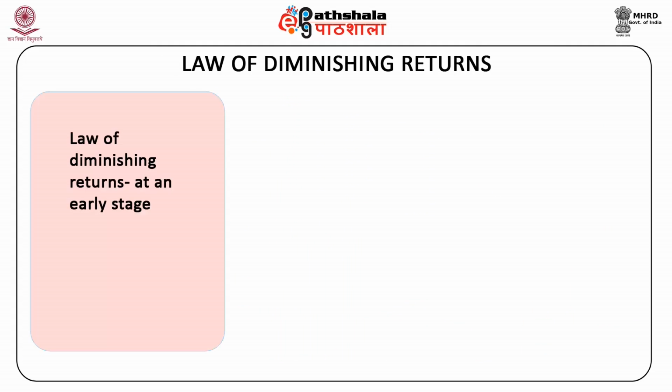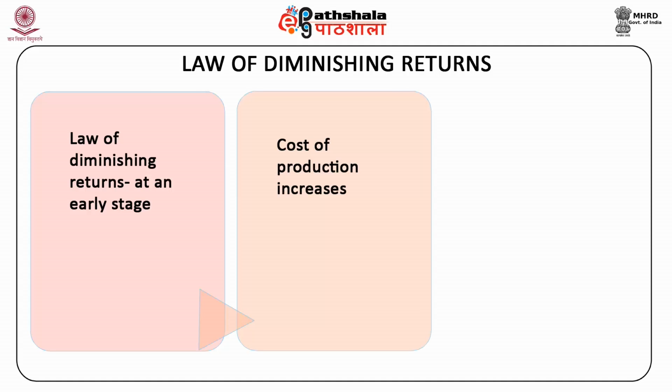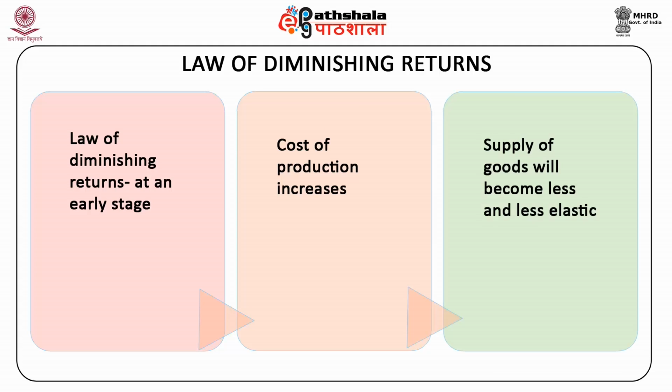Moving on to the law of diminishing returns. If the law of diminishing returns comes at an early level of production, then the cost of production will increase rapidly. As a result, supply of the good will tend to become less and less elastic.